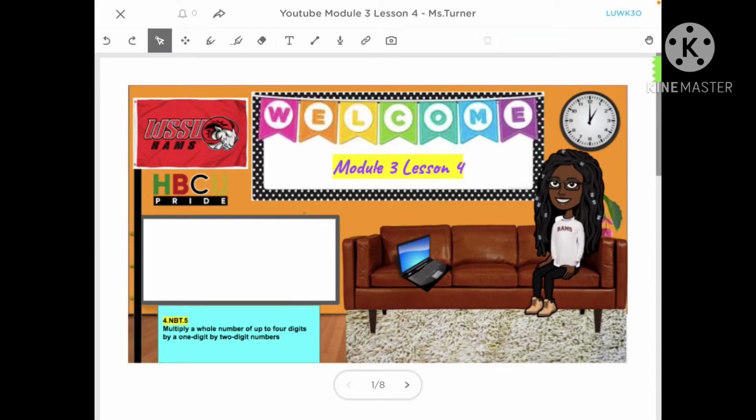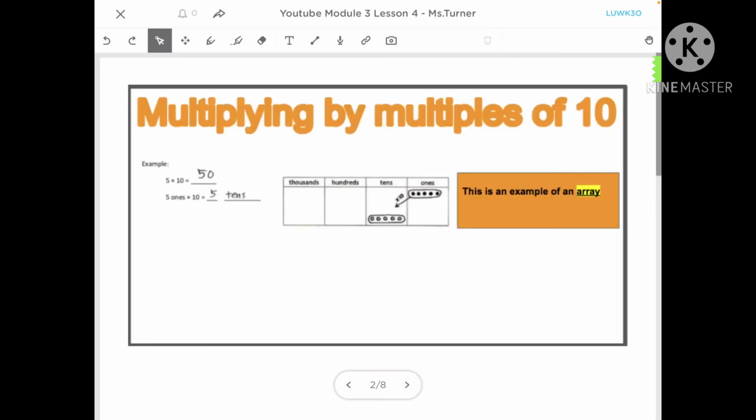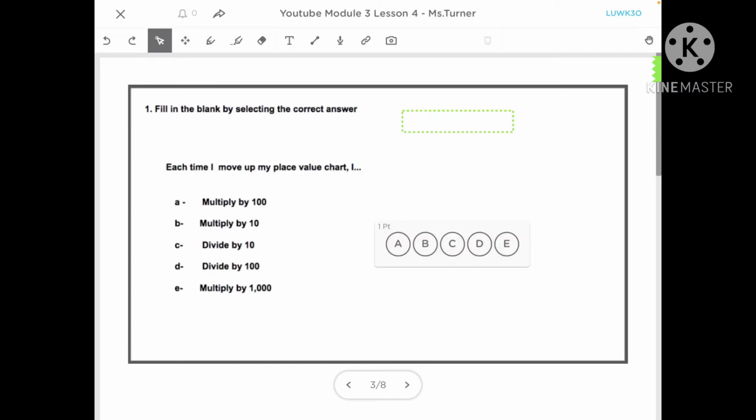Hey you guys, and welcome back to yet another video. In today's video, we are focusing on Module 3, Lesson 4, and we are no longer on area and perimeter, but we have to keep that information in the back of our minds because today we are going to be focusing on multiplication, and specifically multiplying multiples of 10. So 10, 100, 1,000, 10,000, a million. Those are multiples of 10, and that is what we are going to be multiplying by today. Let's go ahead and get started.